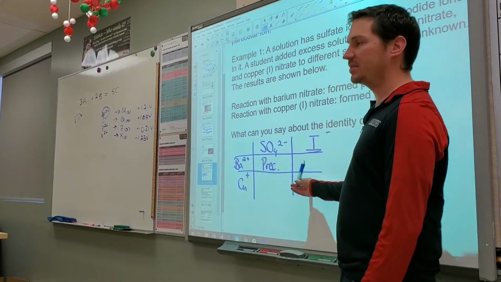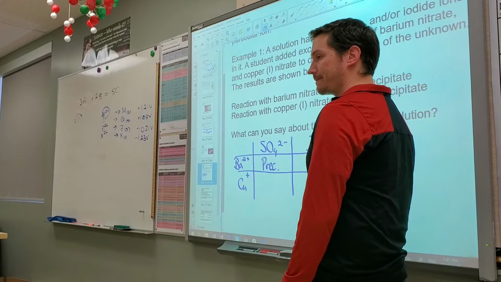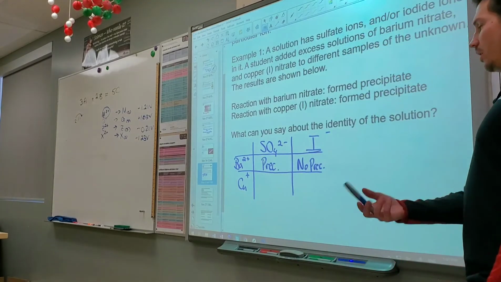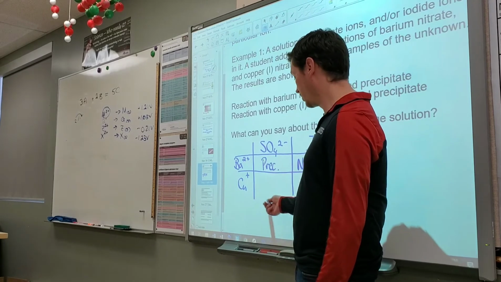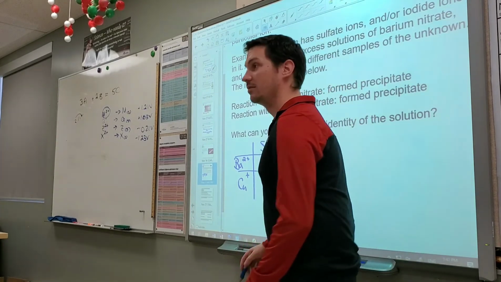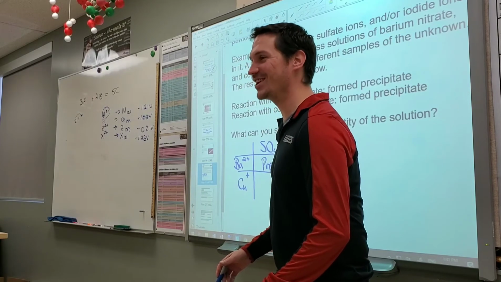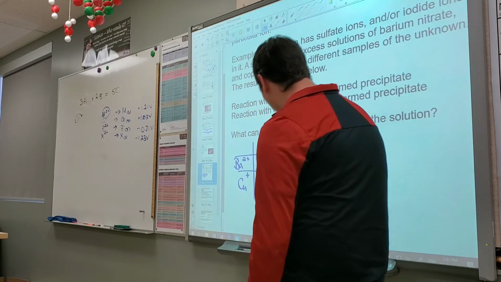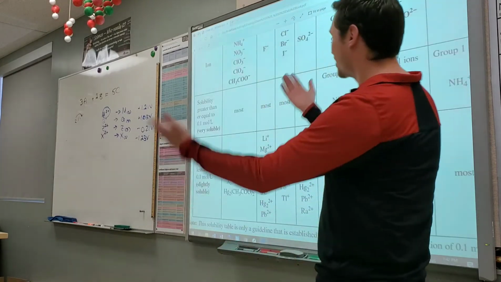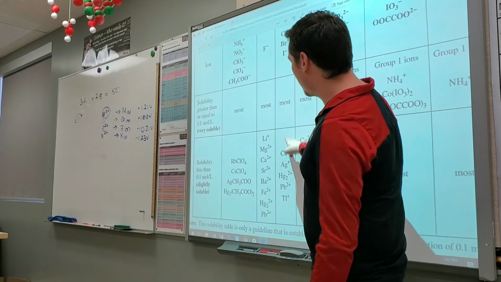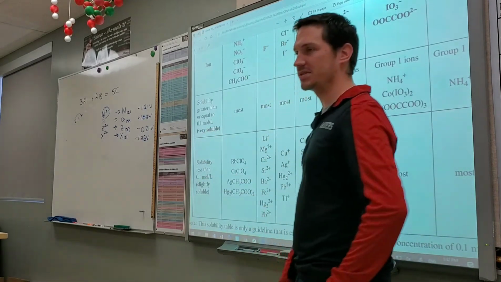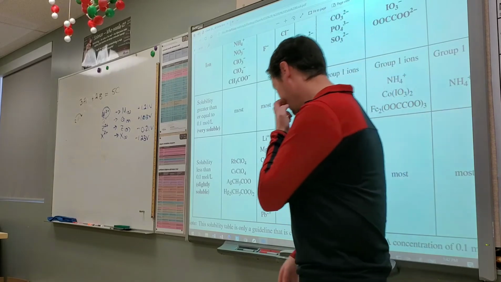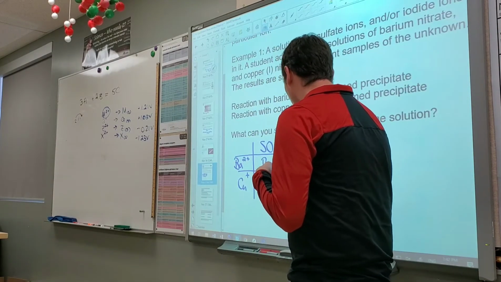Barium, does barium form a precipitate with iodide? No. No precipitate. Okay. Does copper 1 plus form a precipitate with sulfate? Let's check using the table. No. No precipitate. How do we know that? Because it says it. Iodide and barium is not down here, so they do not form a precipitate, right? But what does form a precipitate with iodide? Copper 1 plus. And so this will form a precipitate.